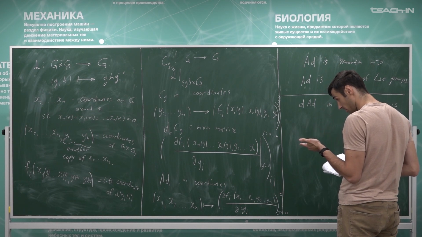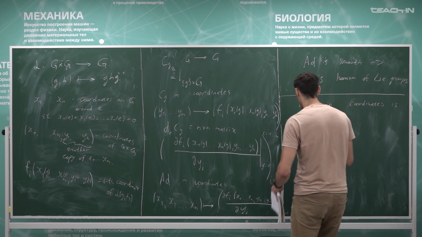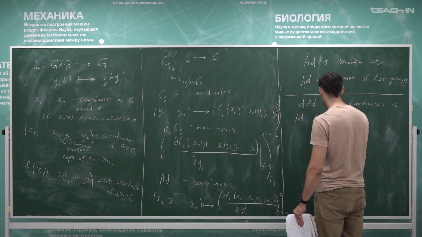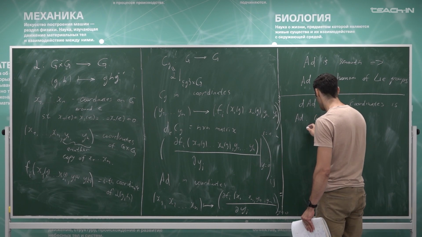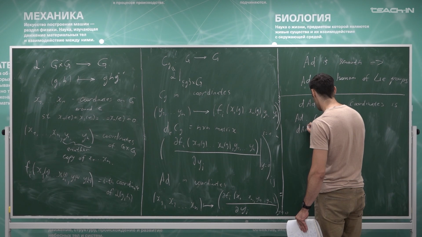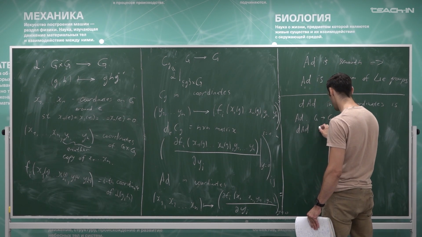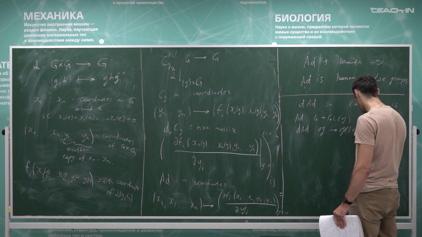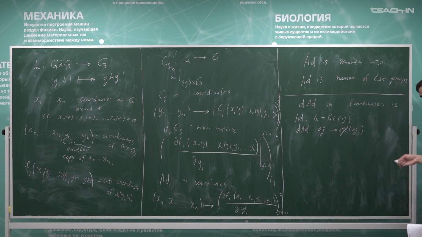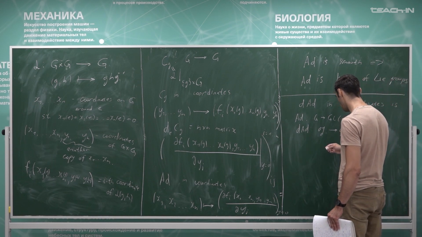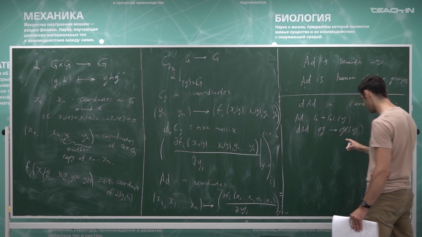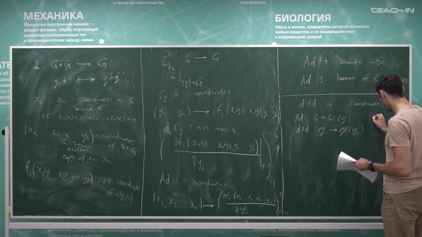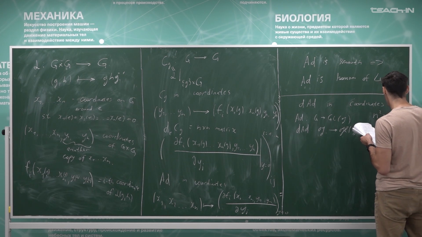So d Ad, right? Ad was from G to GL(g), just a reminder, from G to GL of g, and d Ad is from the Lie algebra of g to linear transformations of g as a vector space. So this is an n-dimensional vector space. This is an n-squared dimensional vector space. So this should be an n squared by n matrix.